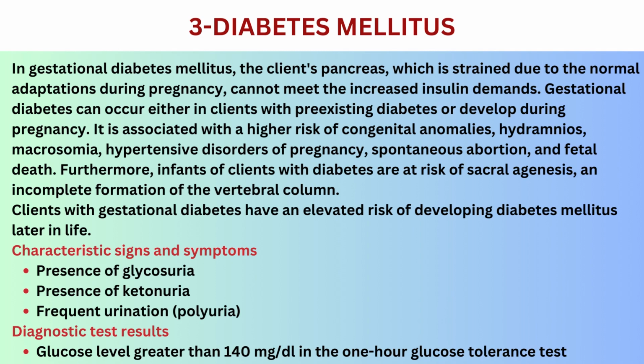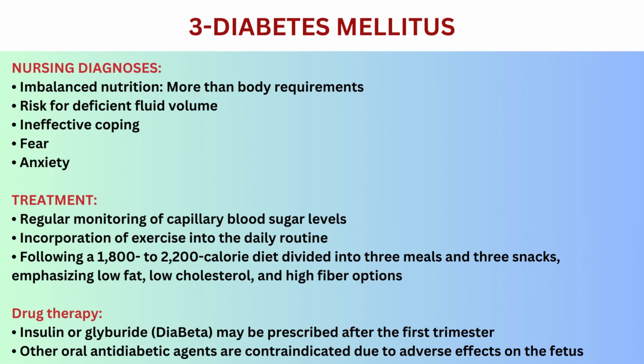The characteristics, signs and symptoms: presence of glucosuria, presence of ketonuria, frequent urination, polyuria, and the diagnostic test results: glucose level greater than 140 mg per deciliter in the 1-hour glucose tolerance test. The nursing diagnoses include imbalanced nutrition more than body requirements, risk for deficient fluid volume, ineffective coping, fear, and anxiety.